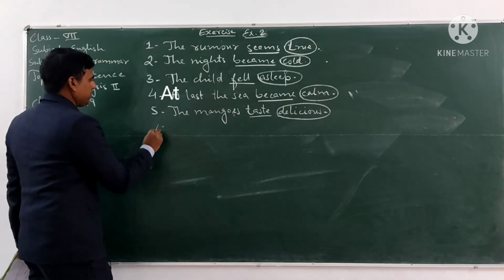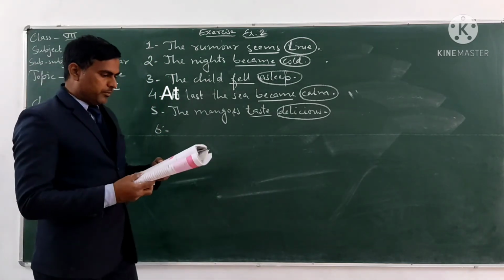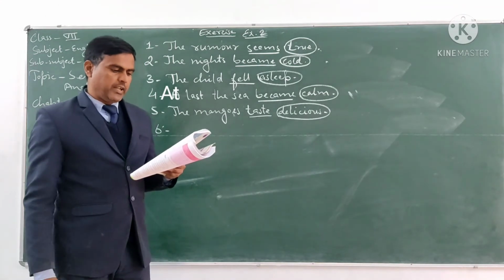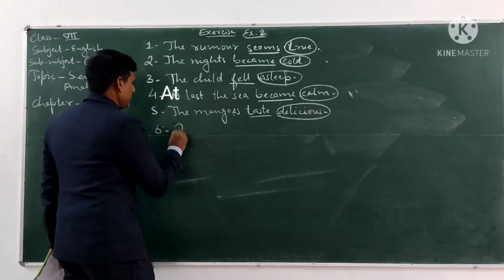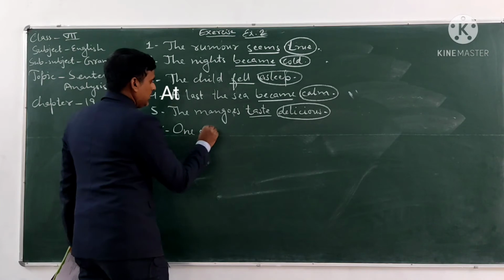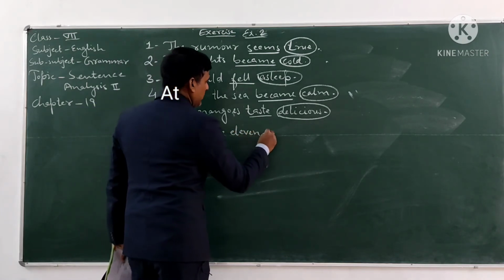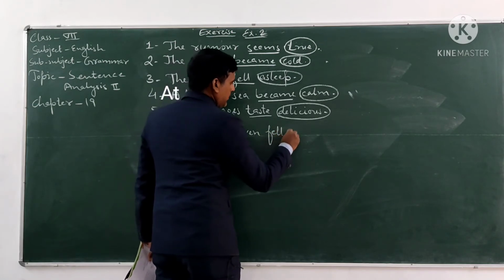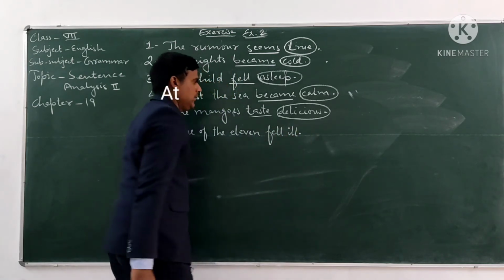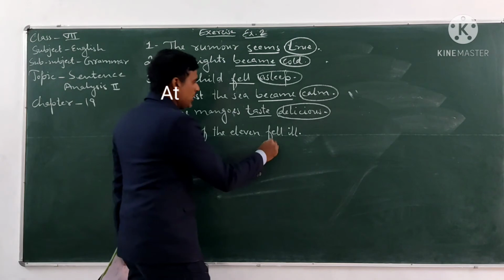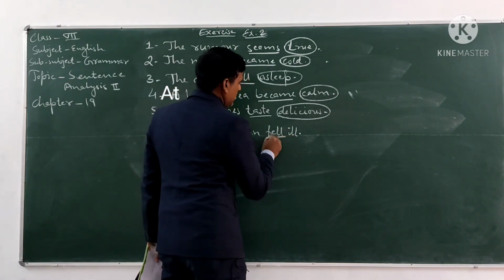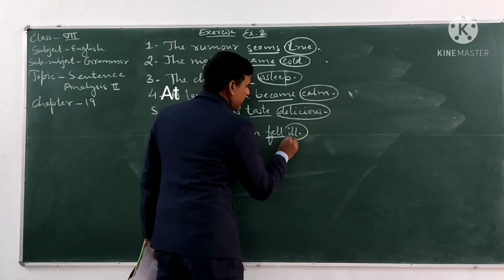Now see sentence number 6. Sentence number 6 is, one of the 11 fell ill. In this sentence, fell is the verb and ill is the complement.